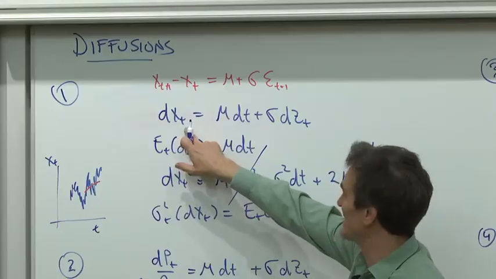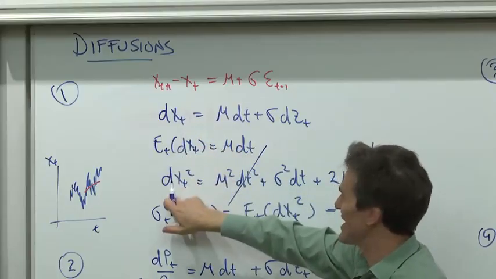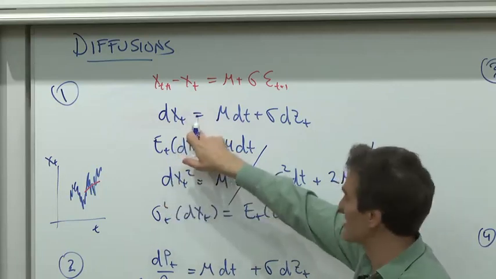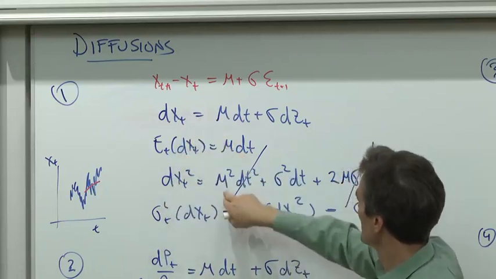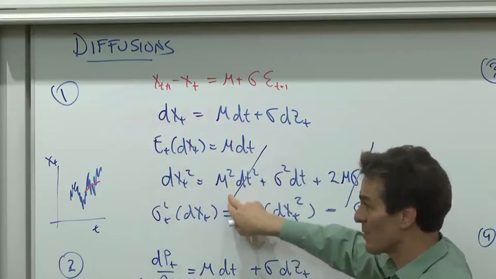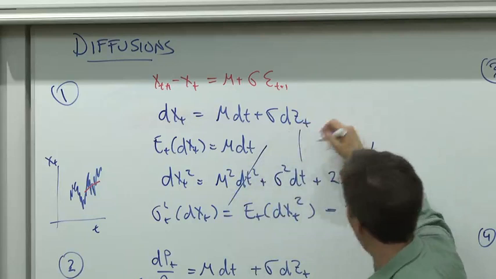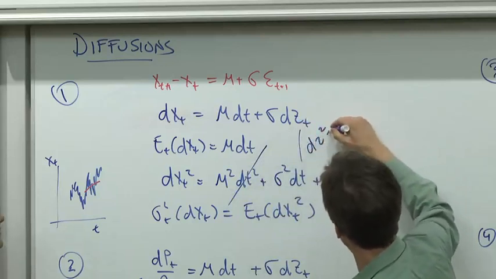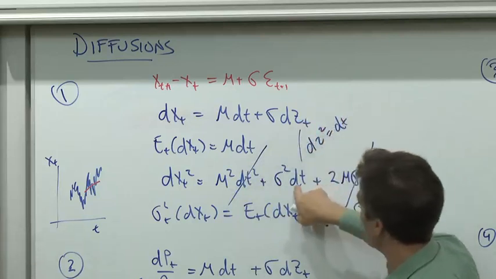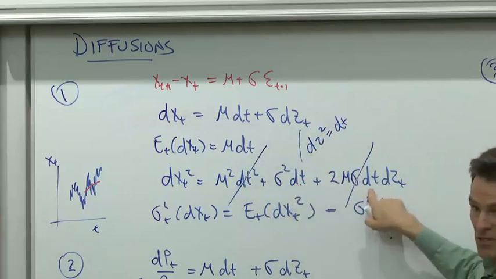You want to take dx_t. Let's look at dx_t squared. Let's just square dx_t mechanically. What do you get? You get mu squared dt squared. You get sigma squared dz squared, which is dt, right? That's the key. I said we were going to use that. dz squared is dt. So that's that term. And then a cross term.